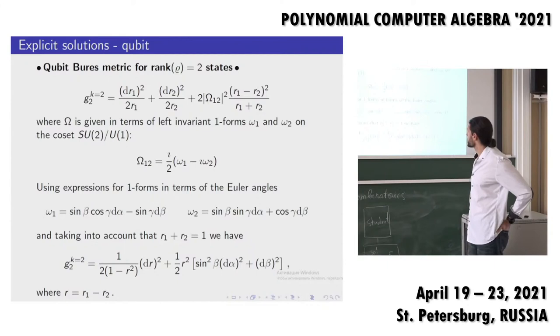So the question is then, of course, what to do. How to go over in the metrics from different ranks, how to connect these metrics, how to connect the manifolds. This remains to be understood and finished. Yeah, I think that's it for the moment. Thanks for the attention.